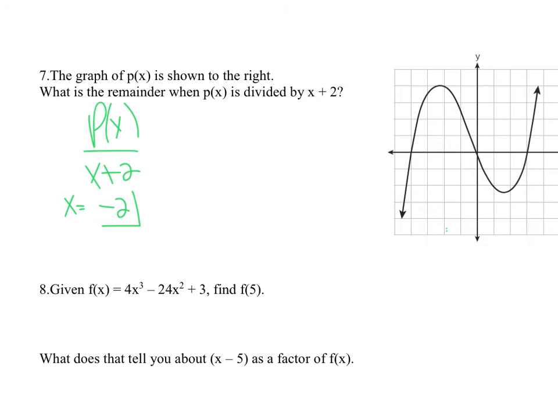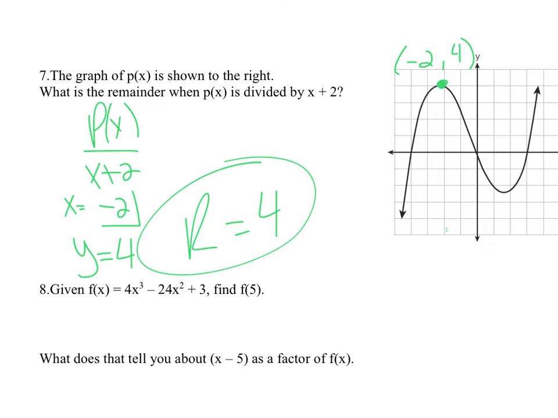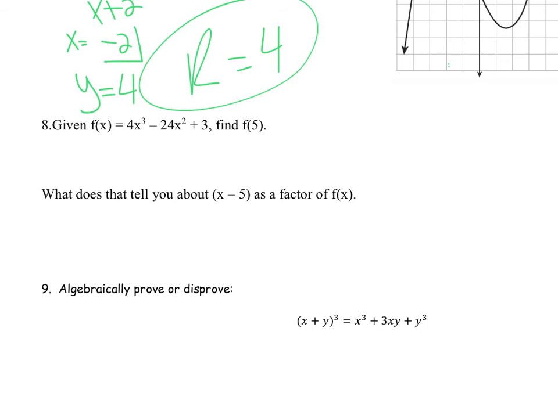You guys should know that since we're looking for a remainder, the remainder is the y value. So I'm going to look at negative 2. That point's here. And that point is negative 2 comma 1, 2, 3, 4. So what's the remainder? The remainder is 4. Because it's the y value. And I don't know why I wrote 5, but it's 4. I know why I wrote 5, because I'm looking at the other question.